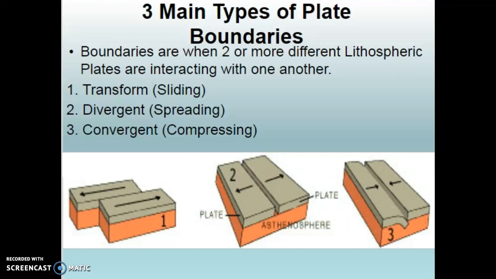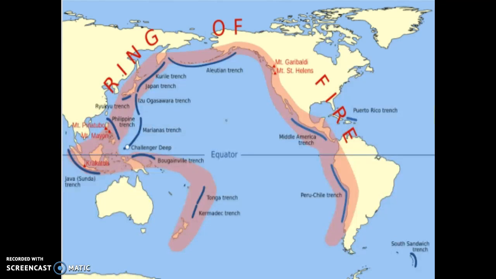And the last one, the transform boundary, that's the one that we actually live on here in Southern California. We live on the boundary where the North American plate meets the Pacific plate, and that meets at a transform boundary. They slip and slide next to each other. That's why we have so many earthquakes.